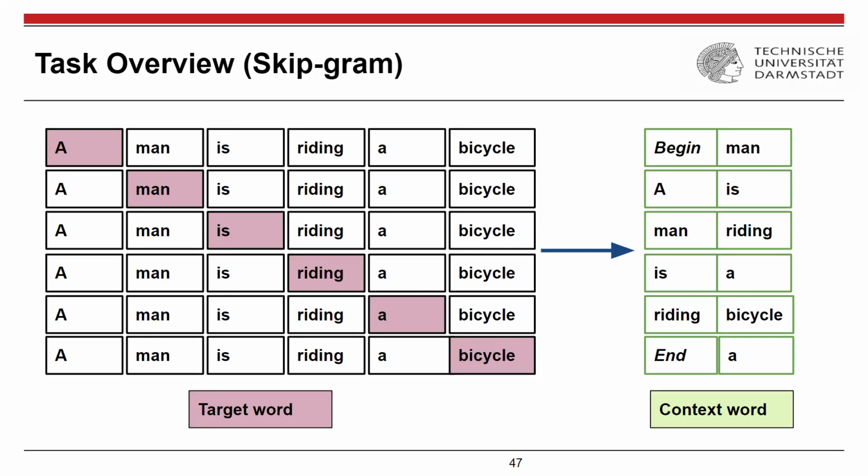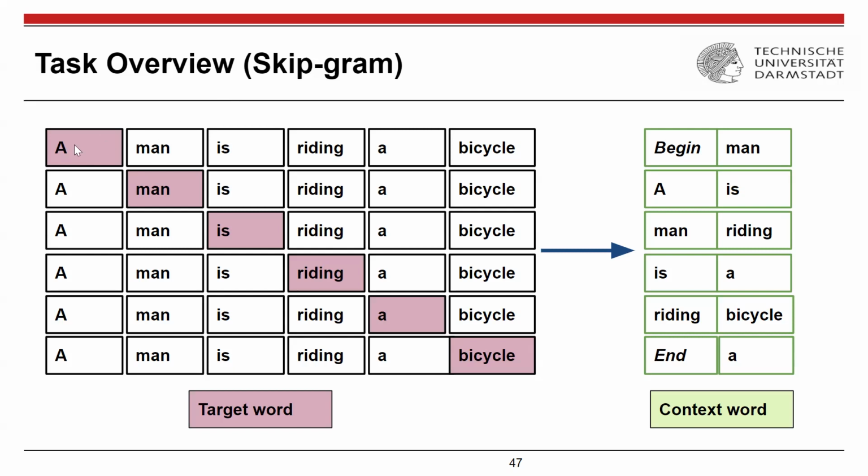So word2vec has two particular ways of doing representation for words. One of them is skipgram and the other is CBOW. So let's talk about skipgram first. Let's say that you have a sentence here: A man is riding a bicycle, right?